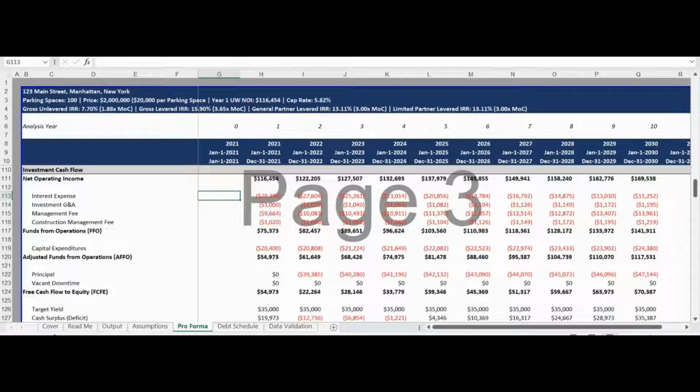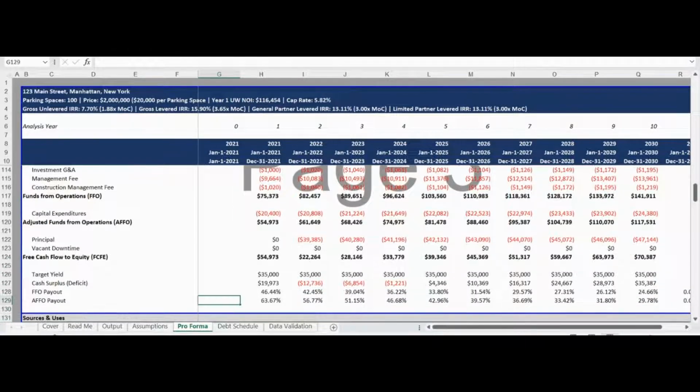Annual capital expenditures are then deducted to develop the adjusted funds from operations. The principal payments and vacant downtime are finally deducted to calculate the free cash flow to equity. The target yield is calculated based on the investment yield assumption entered. The yield is utilized to calculate the annual cash surplus or deficit. This section also includes key payout ratios.